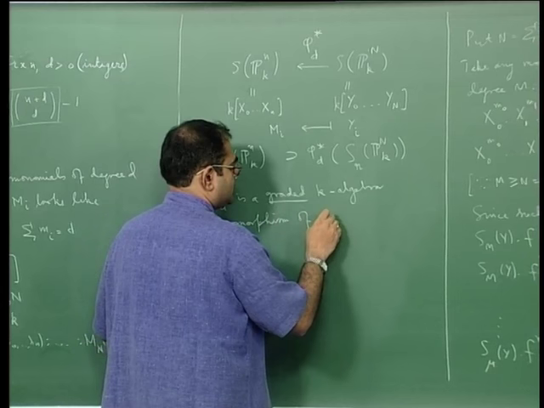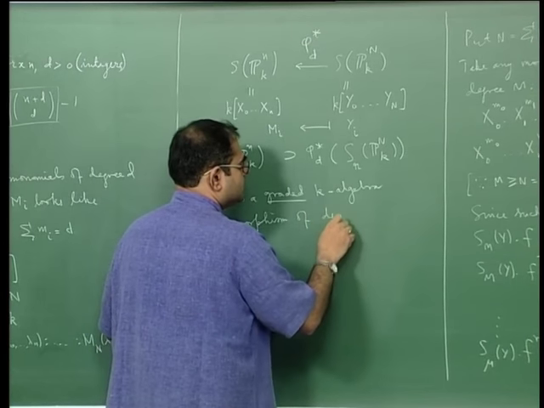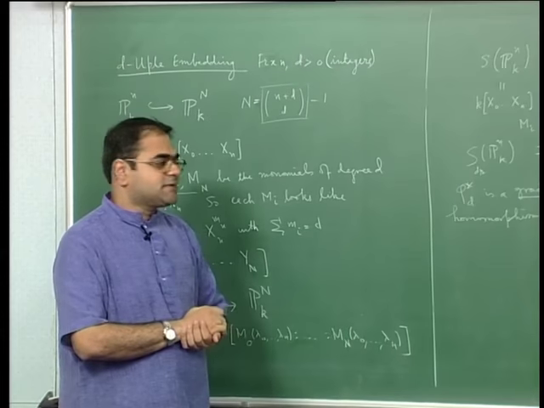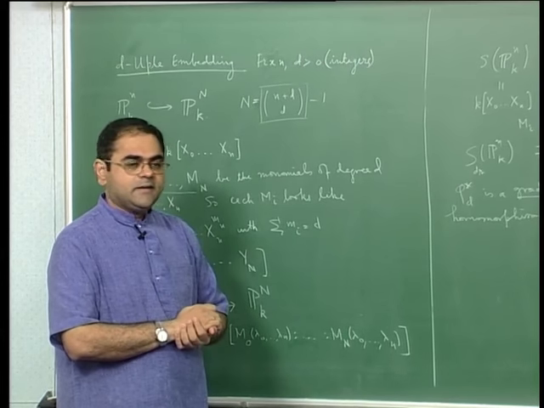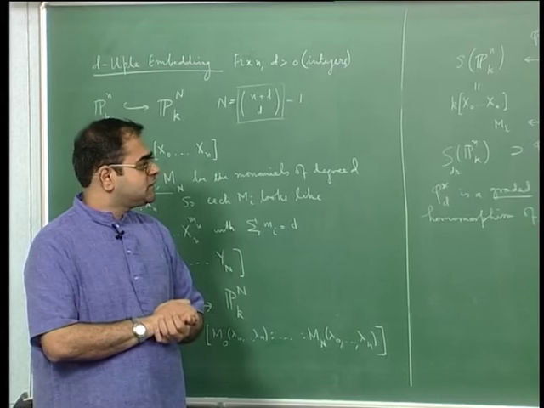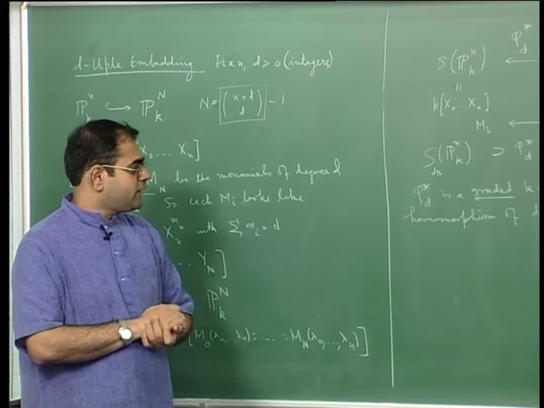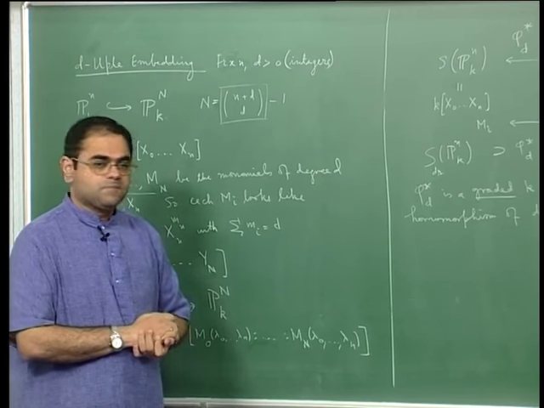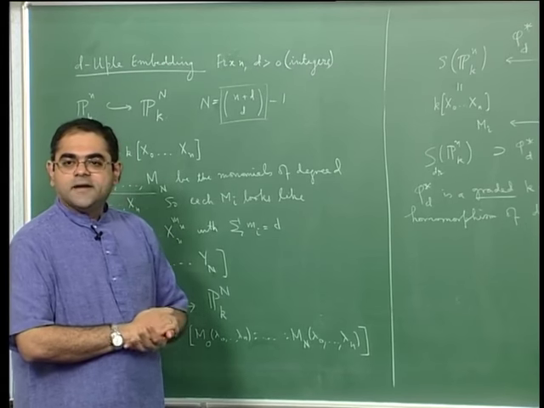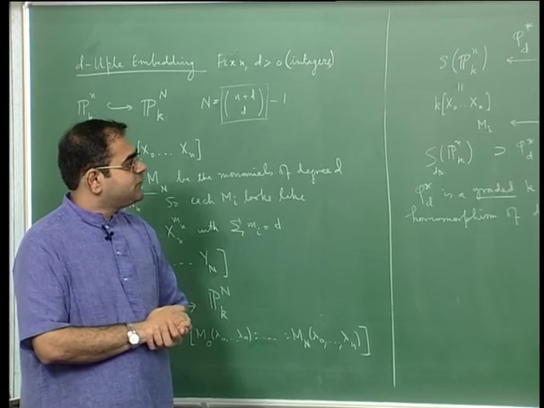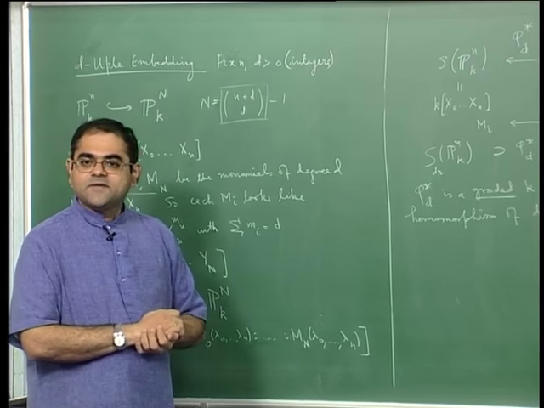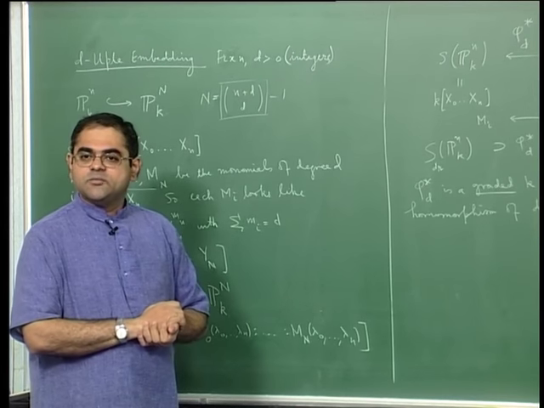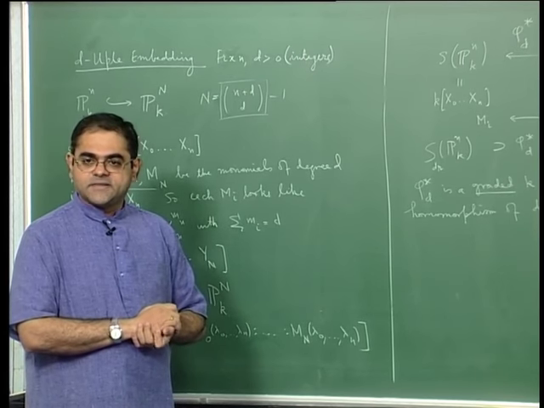Of degree D. Okay, this is what it means. It takes any degree L piece to the corresponding degree L times D piece. And it's a fact that if you take the kernel of a graded homomorphism, it is always a homogeneous ideal. It will be a graded ideal. It will be a homogeneous ideal.